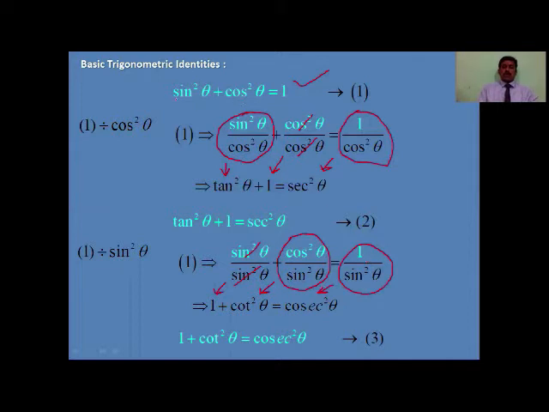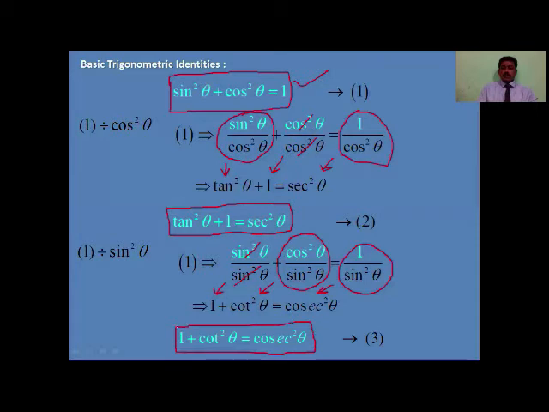So there are three identities. The first one, sin square plus cos square theta equal to 1. The second one is tan square theta plus 1 equal to secant square theta. And the third one is 1 plus cot square theta equal to cosecant square theta. If you are able to remember them, you can remember. Otherwise, from the first one, we can easily derive the other two.